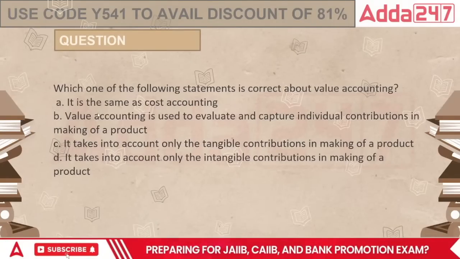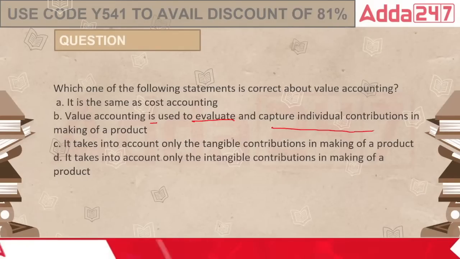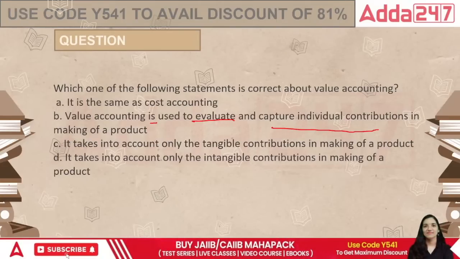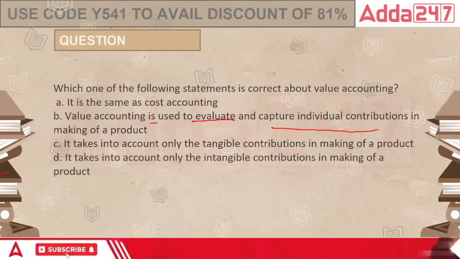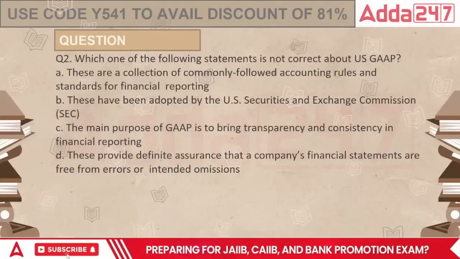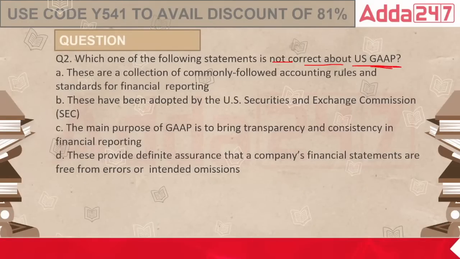Okay, basically, in terms of value accounting, value accounting is used to evaluate and capture individual contributions. What is the individual contribution for making the product? That is covered under the term value accounting. So, in this case, the correct answer is B, right? Next question. Which of the following statements is not correct about US GAAP?